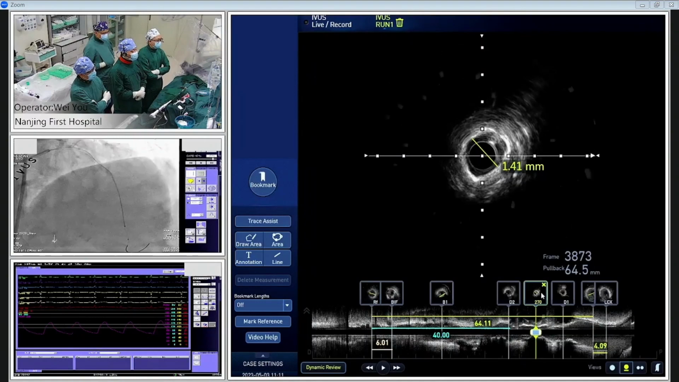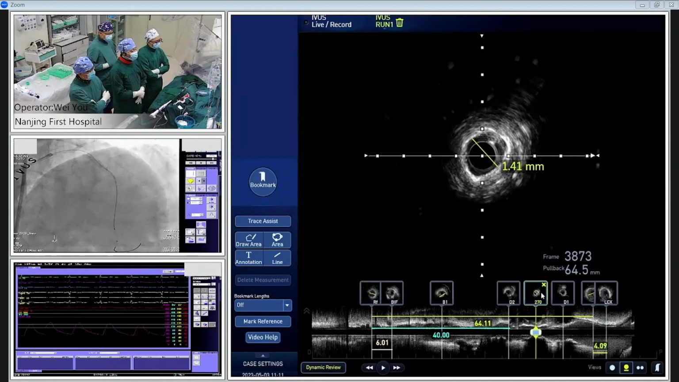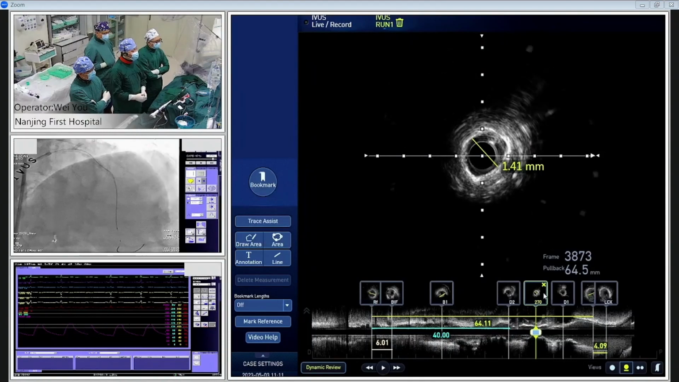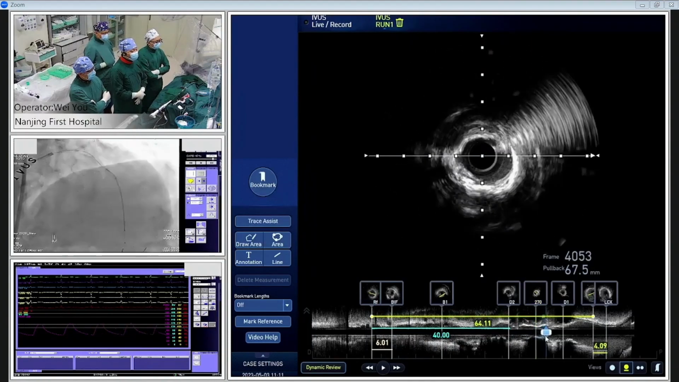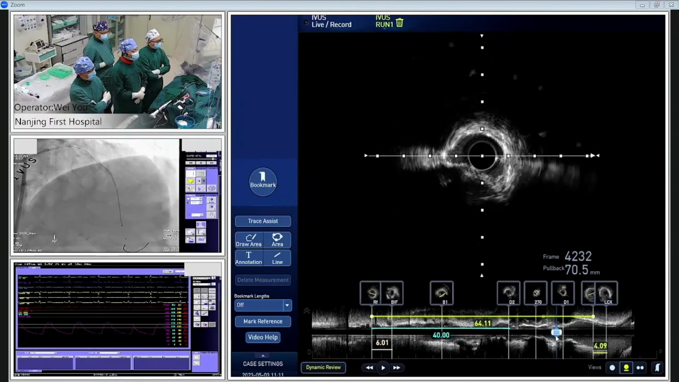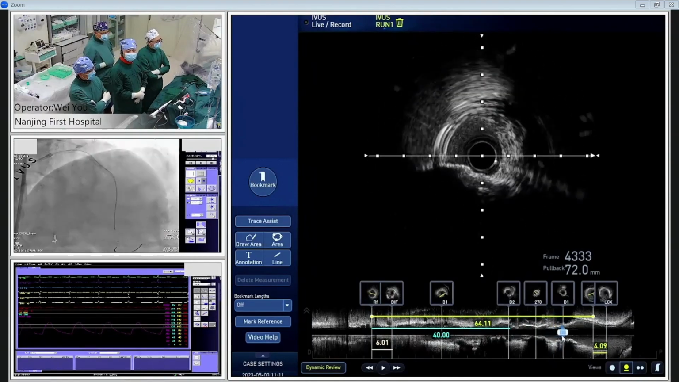Here is the minimum lumen area, and here the calcification angle is more than 270 degrees. And here the lumen is just 1.4 millimeter. Then go and pull back, and here the vessel diameter is about 3.5 millimeter. Then go and pull back here.